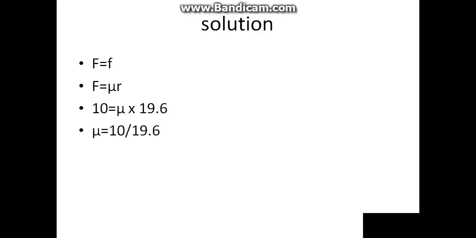The solution, limiting frictional force is equal to resistance force. Limiting frictional force is equal to coefficient of friction times normal reaction. Its limiting frictional force has been given as 10, which is equal to mu, coefficient of friction, times the normal reaction, which is 19.6. Making coefficient of friction the subject of the formula, we have 10 over 19.6, which will give us mu as 0.5.